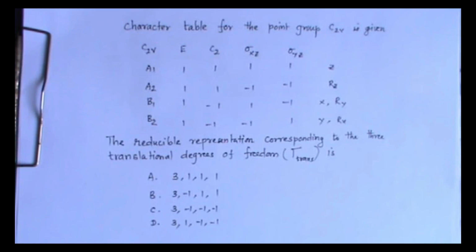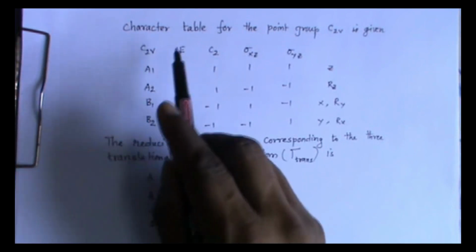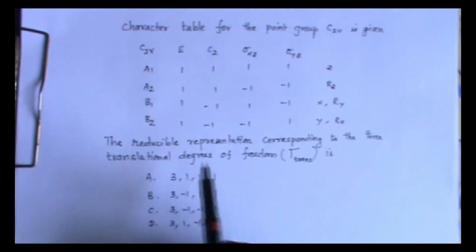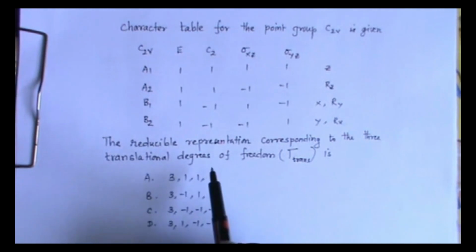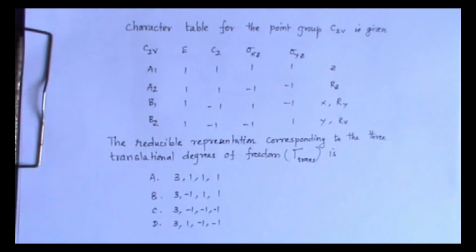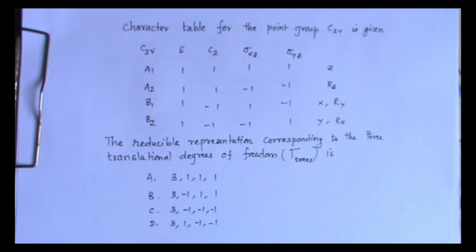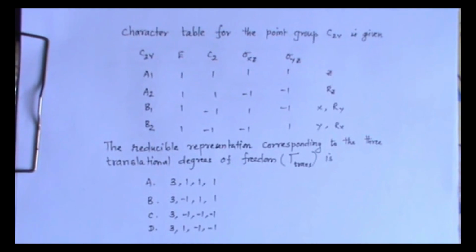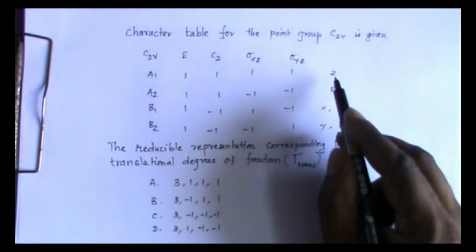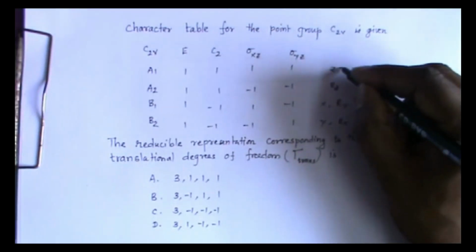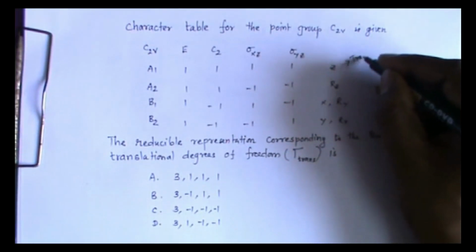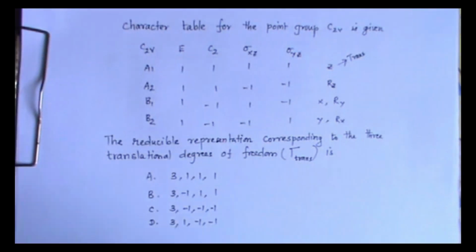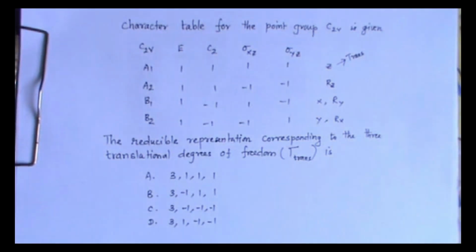This is another problem based on the character table. The character table for the point group C2V is given, so we can find the answer. The reducible representation corresponding to the 3 translational degrees of freedom, that is tau trans, is. The translational and rotational degrees of freedom are identified based on these letters. Here I have X, Y and Z. Basically these are translational degrees of freedom, X, Y and Z. Rx, Ry and Rz are rotational degrees of freedom.